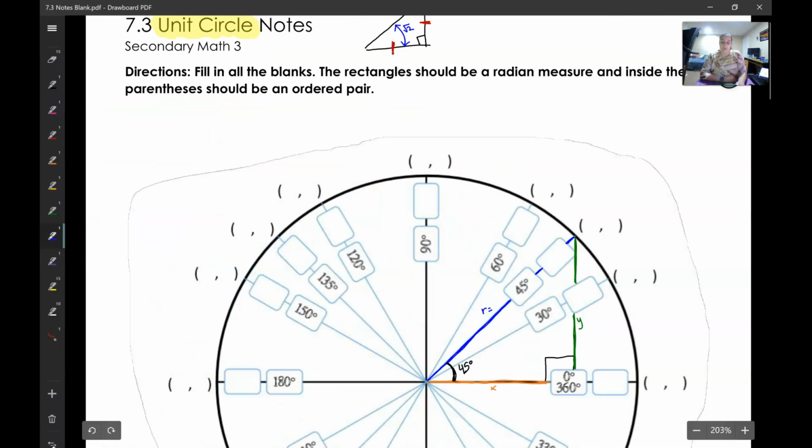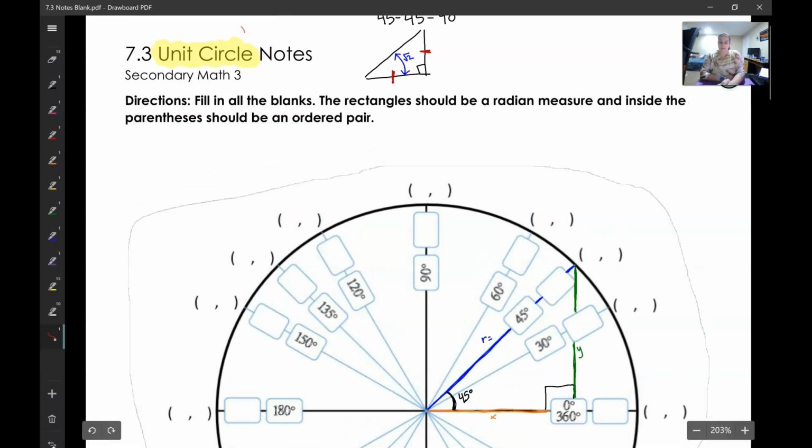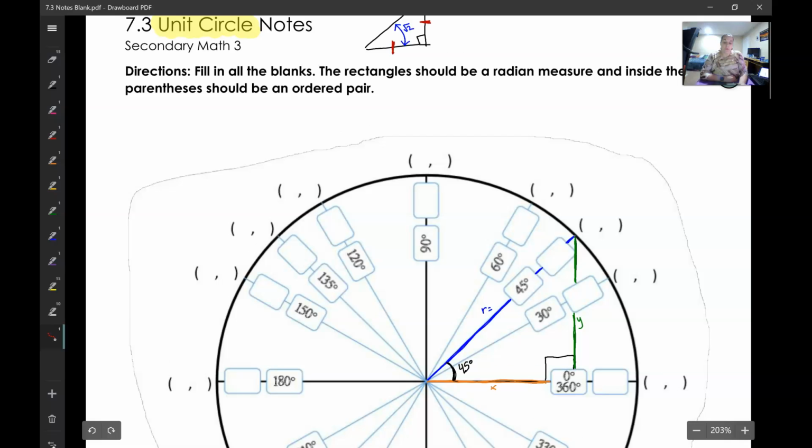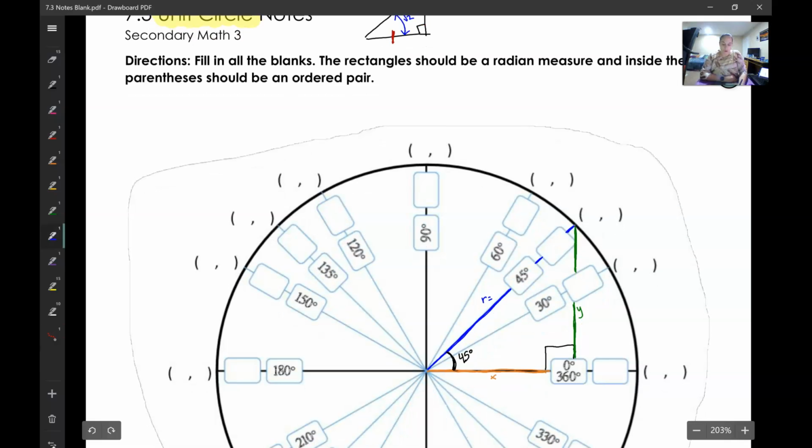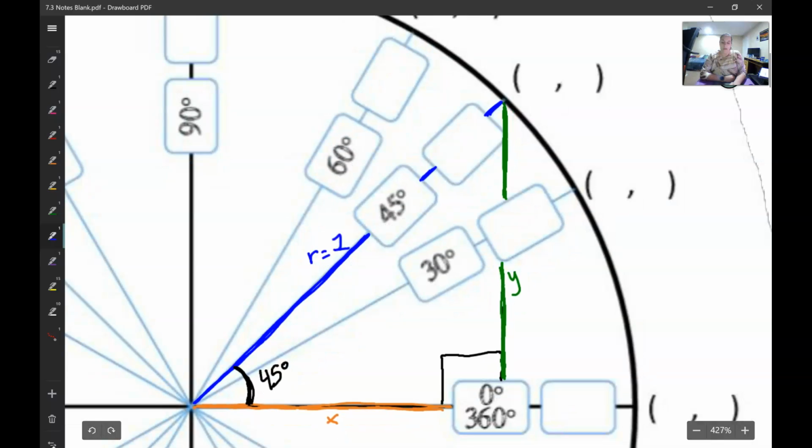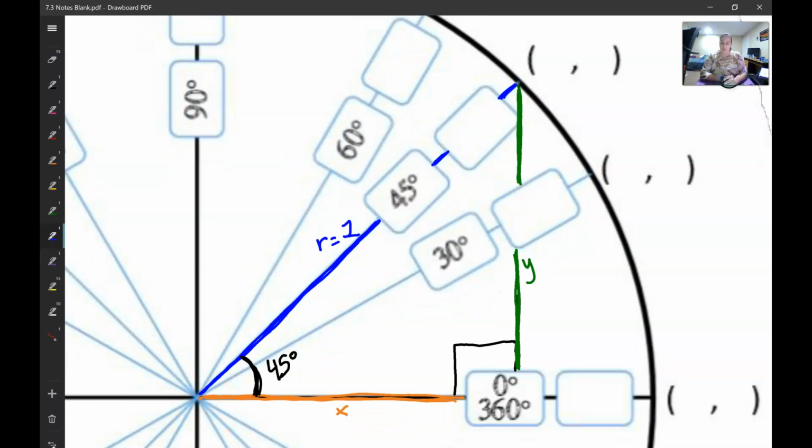Now, there's a reason we call this the unit circle. And it's because the radius of this circle is always 1 unit. That's where that name, the unit circle, comes from. The radius is 1 unit. So I know that that radius is 1.